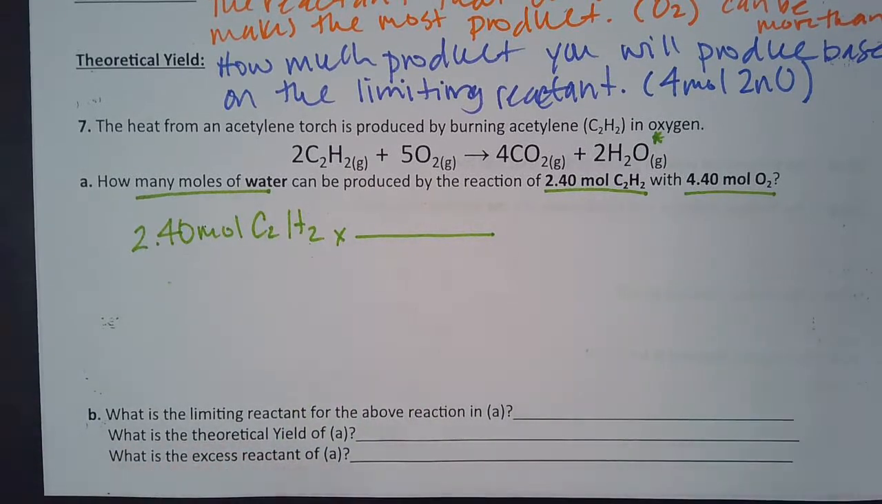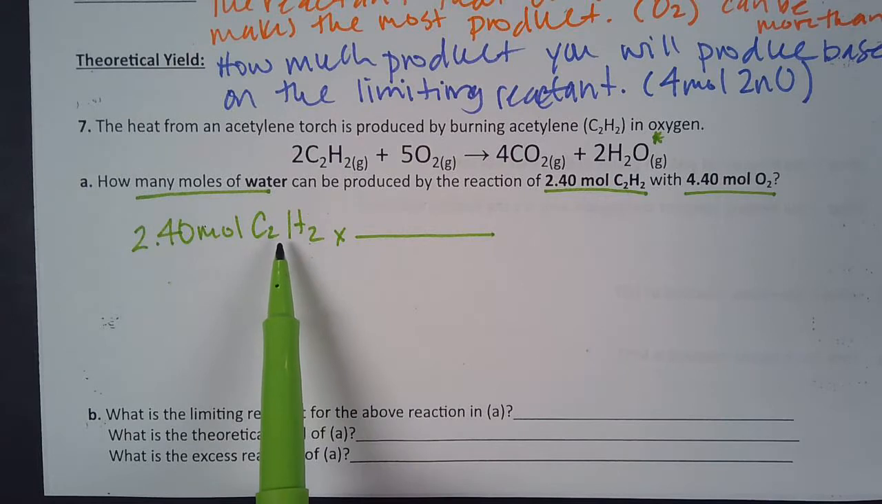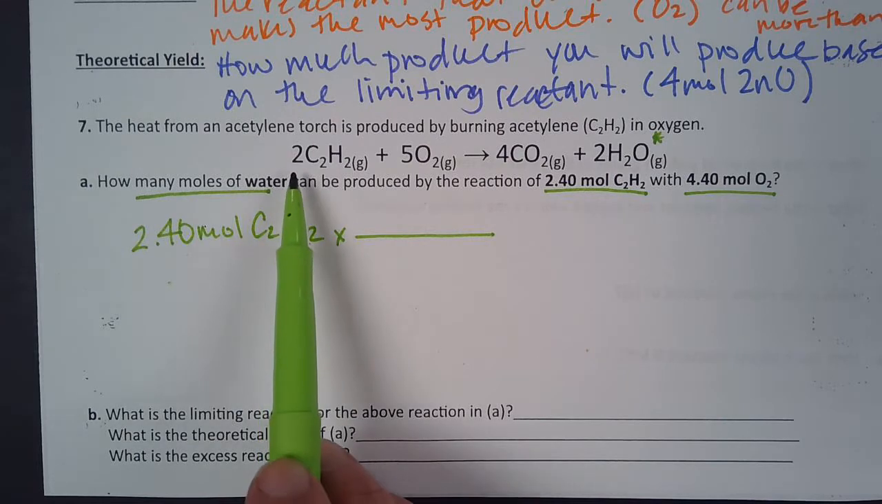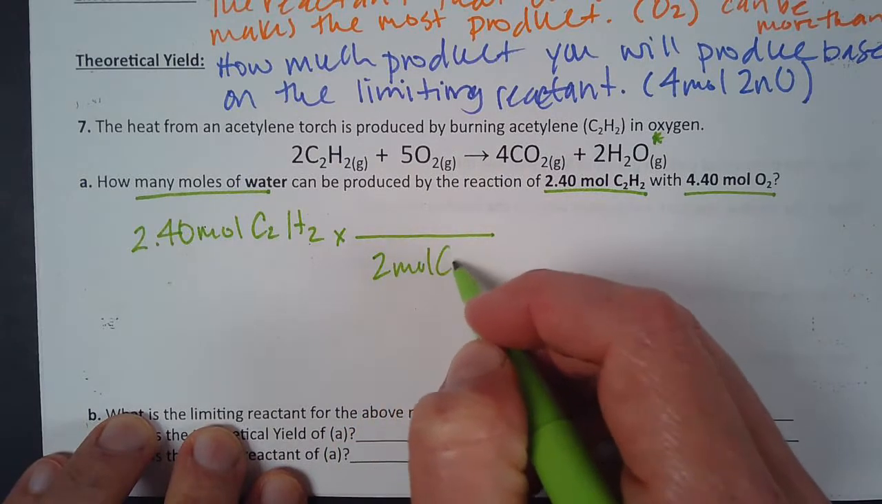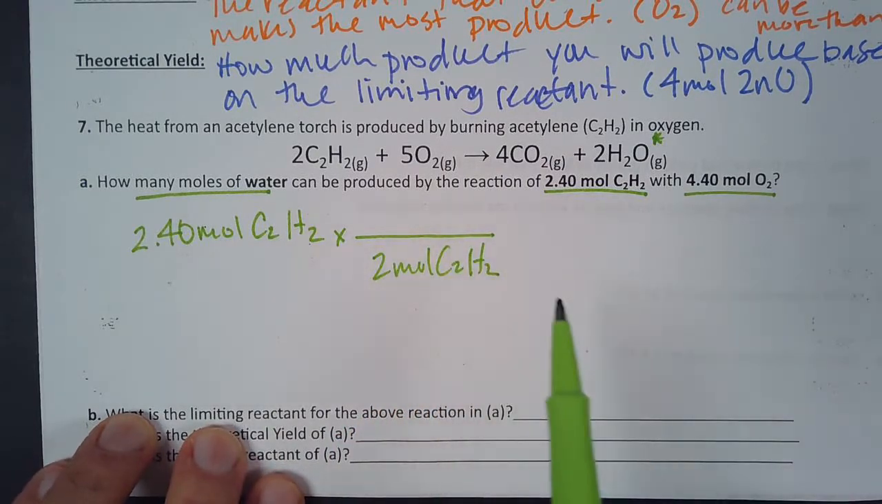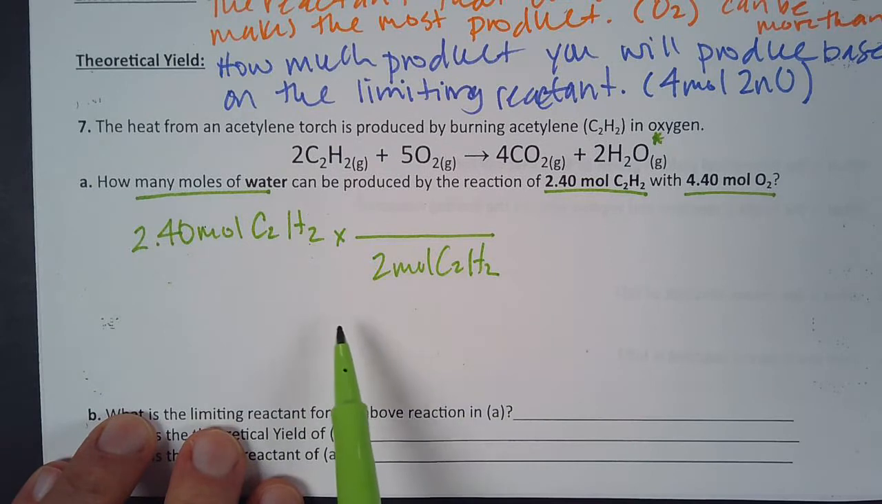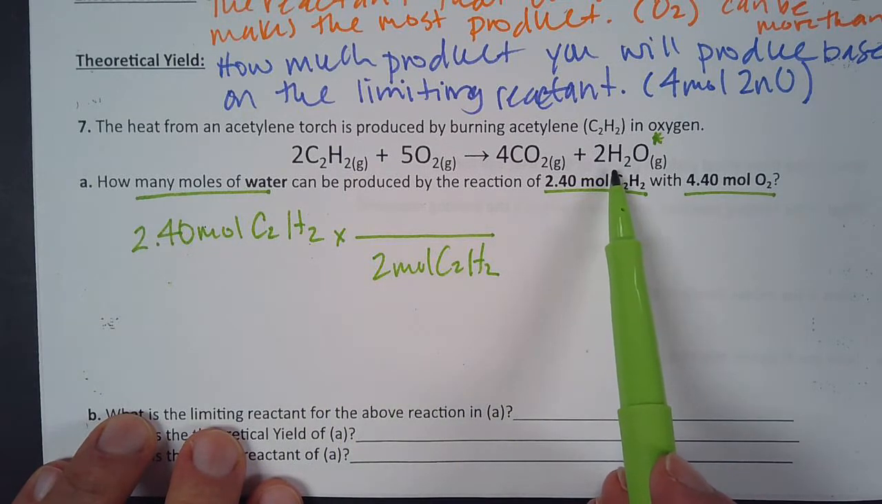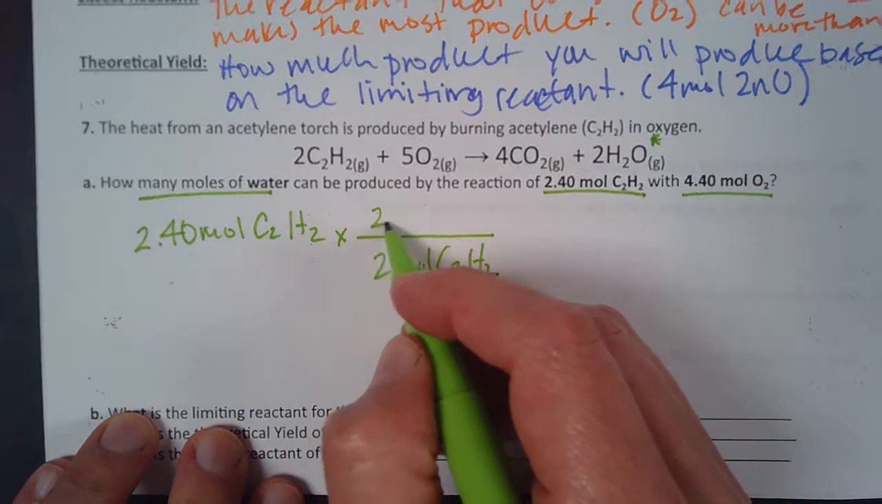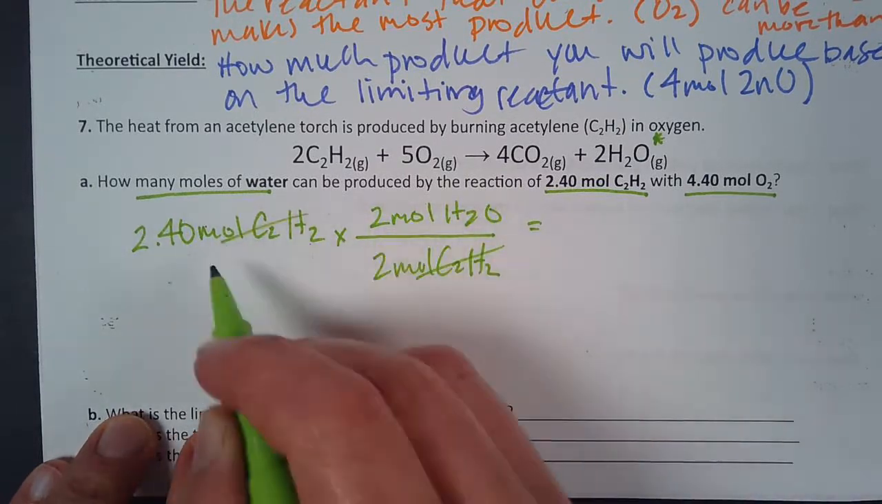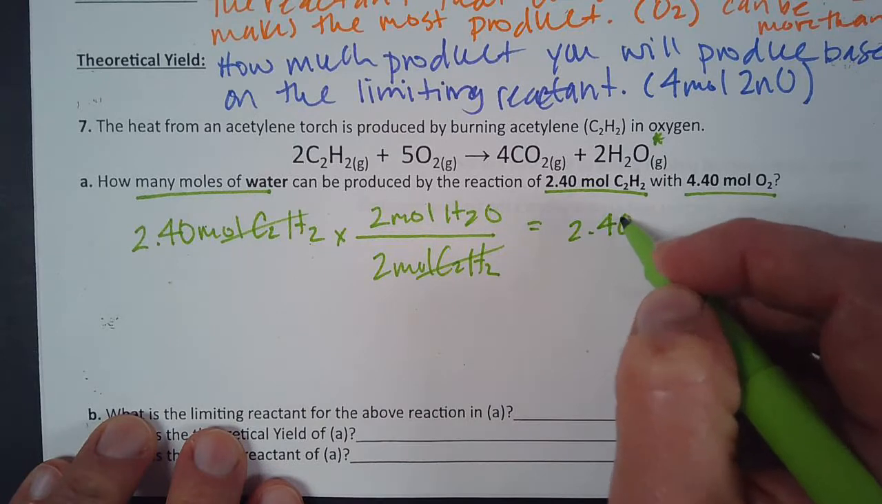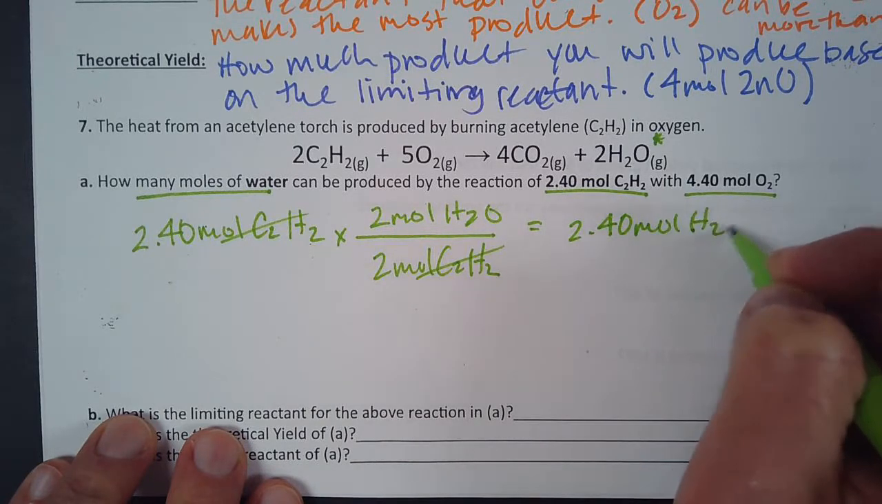Every time we run this reaction, how many moles of C2H2 are we going to need? 2. We're going to need 2 moles. And every time we run this reaction, how many moles of H2O are we going to produce? 2. So this is a 1-to-1 one. So this is 2.40 moles of H2O can be produced.